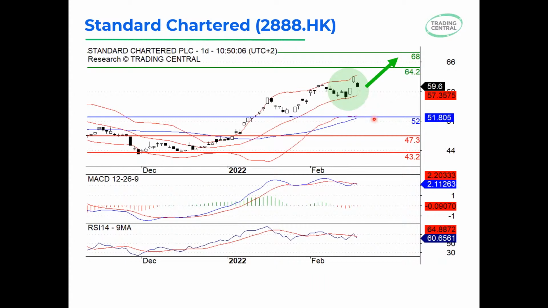Unless the key support at 52 Hong Kong dollars, around the lower Bollinger Band, can you see that, and around the 50-day moving average is broken, we remain bullish on this stock. We can see that momentum is not very convincing at the moment, but not bad compared to HSBC.